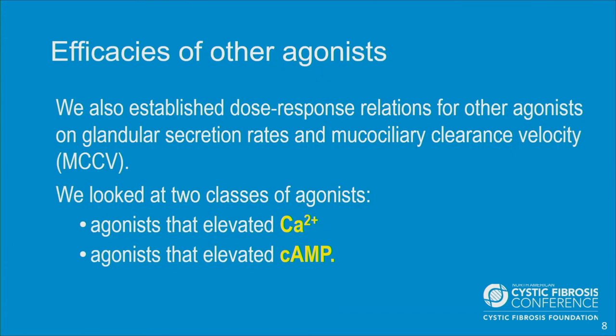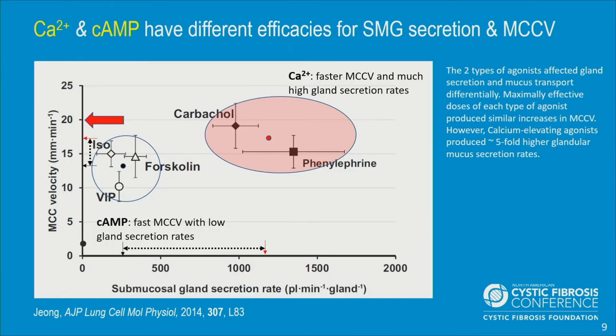We also established dose response relations for other agonists on both glandular secretion rates and on mucociliary clearance velocity, looking at two classes of agonists, those that elevate calcium and those that elevate cyclic AMP. When you do that, you see that cyclic AMP elevating agonists give you a very good mucociliary clearance velocity, but very low rates of submucosal gland secretion. When you stimulate, on the other hand, in the pink oval, with calcium elevating agonists, you get a slight increase in maximum mucociliary clearance velocity, but now a 500% increase in gland secretion. So there's a kind of separation between these two phenomena, which I think is interesting.